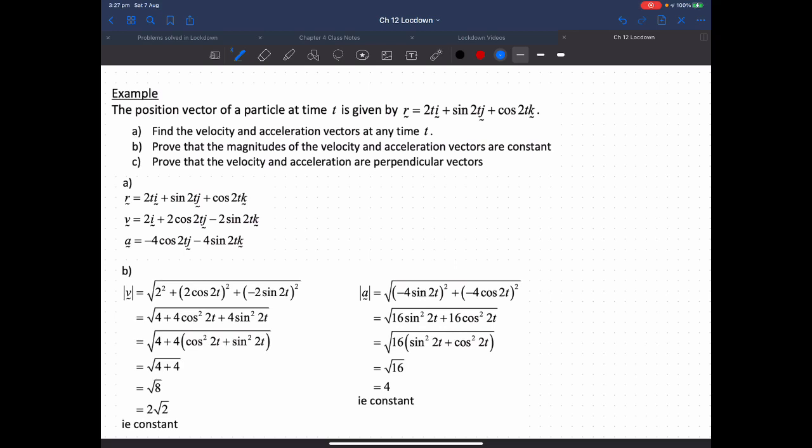In this example, we're given a position vector. We're asked to find the velocity, so we differentiate it to find the velocity with respect to t, and we're asked to find the acceleration. We differentiate the velocity with respect to t, and that will give us the acceleration.